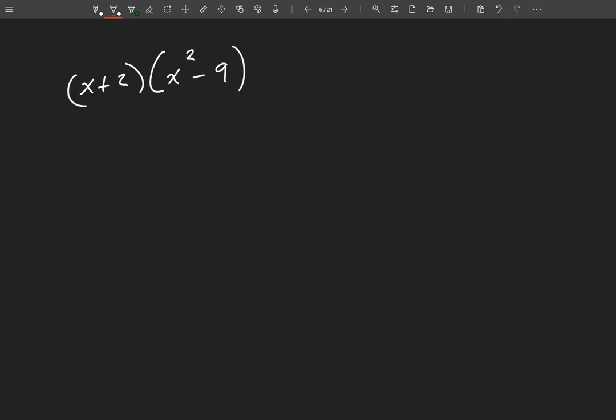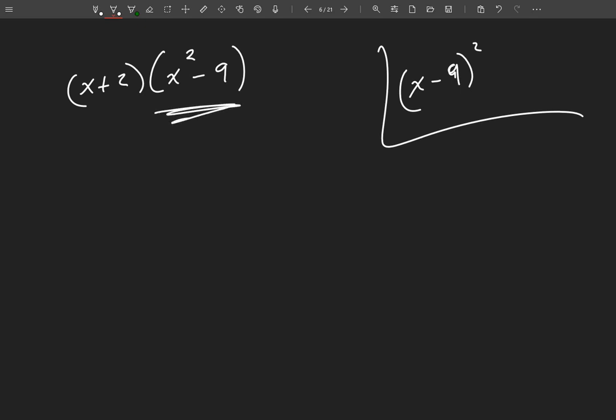Now, this is not to be confused with this. Side note. You see that? That means I have 2 x minus 9's. That's what that means. This is not the same thing. This is x squared minus 9. It is one factor. It's not 2 factors being shortened, right? This over here means 2 of these. This on the left is one factor of x squared minus 9. They're very, very different things.